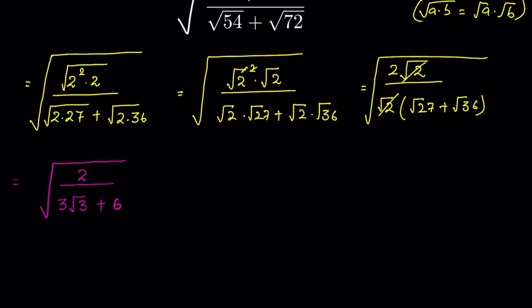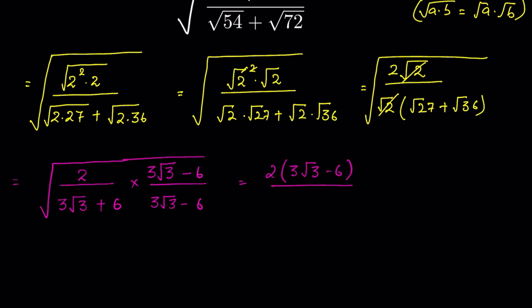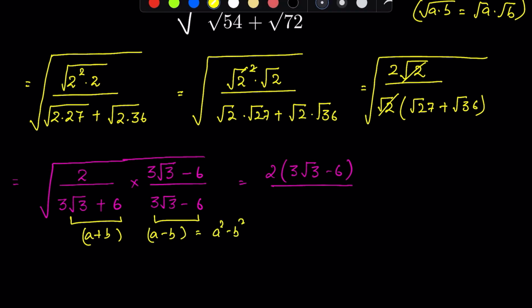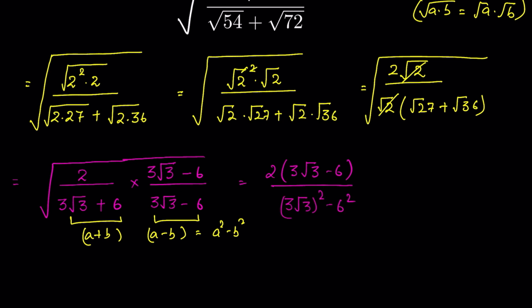Now let's rationalize the denominator. So we multiply and divide by the conjugate of the denominator, which is 3 times square root of 3 minus 6 upon 3 times square root of 3 minus 6. So this is equal to 2 times 3 times square root of 3 minus 6 upon, this is in the form of a plus b times a minus b, difference of squares, so equal to a square minus b square. So we write it 3 times square root of 3 square minus 6 square under square root.